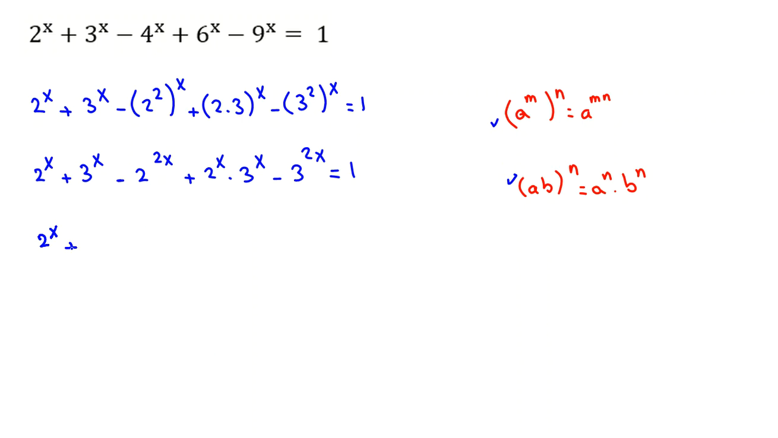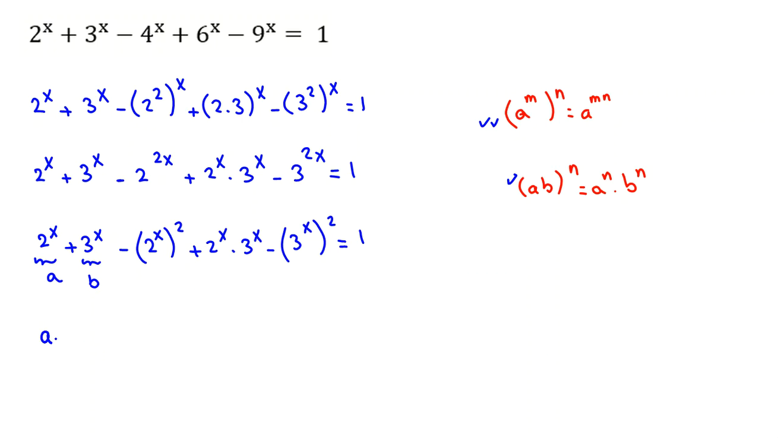I can say 2 to the x plus 3 to the x. Here I can write it by applying this power rule: 2 to the x squared plus 2 to the x times 3 to the x, and last one, 3 to the x squared, equal to 1. Now consider 2 to the x as a, 3 to the x as b. So it will be a plus b minus a squared plus ab minus b squared equal to 1.